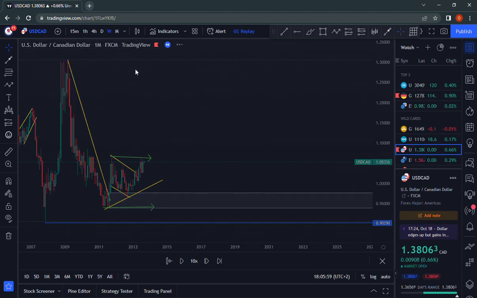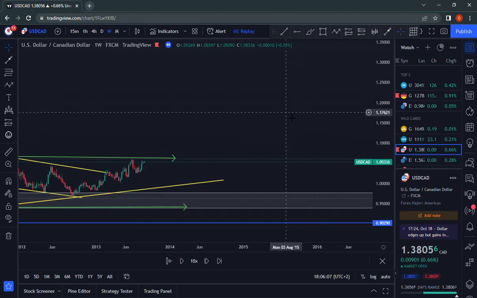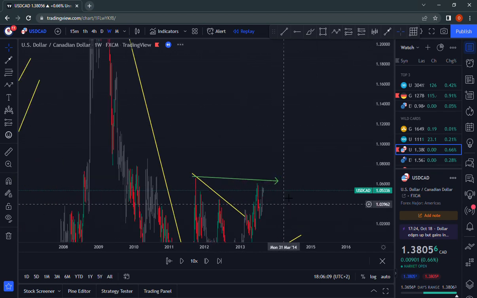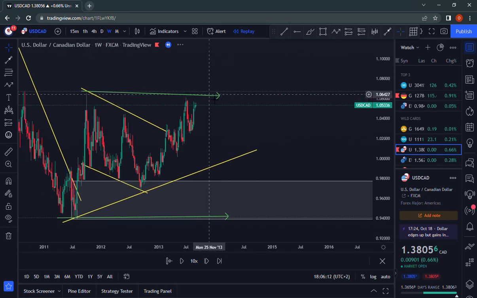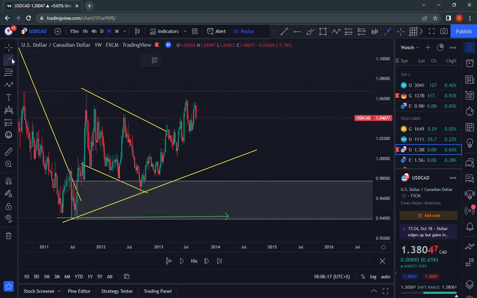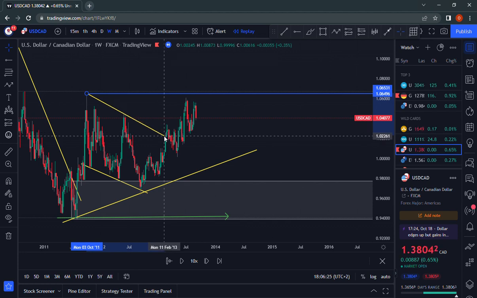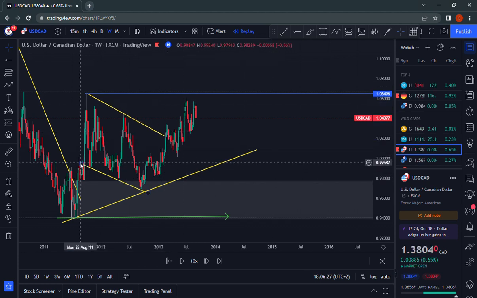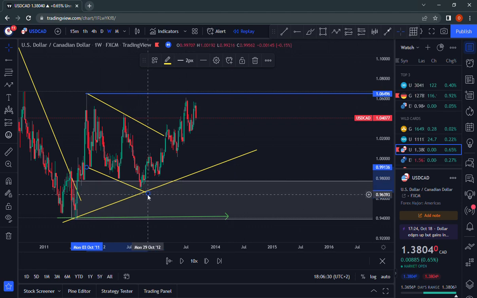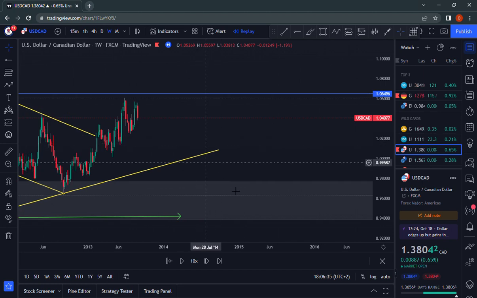Now when we go to the weekly time frame, let me go to the weekly time frame real quick. Okay, there we go. We're in the weekly now. So let me mark my high with a horizontal, like this.